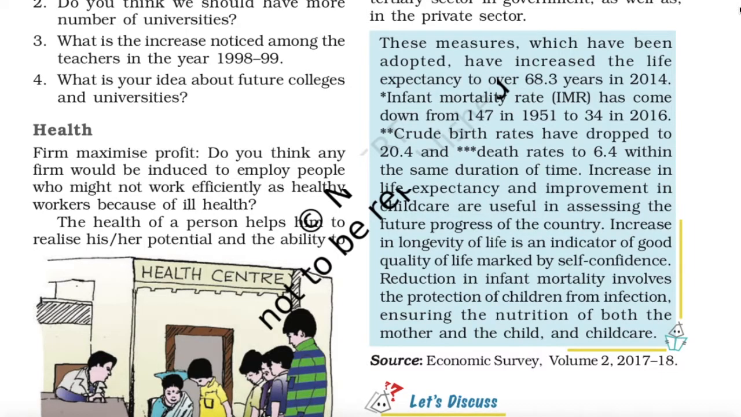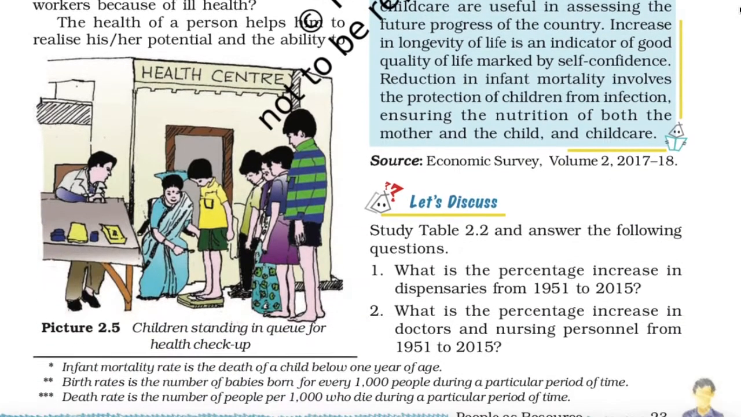Increase in life expectancy and improvement in childcare are useful in assessing the future progress of the country. Increase in longevity of life is an indicator of good quality of life marked by self-confidence. Reduction in infant mortality involves the protection of children from infection, ensuring the nutrition of both the mother and the child, and childcare.